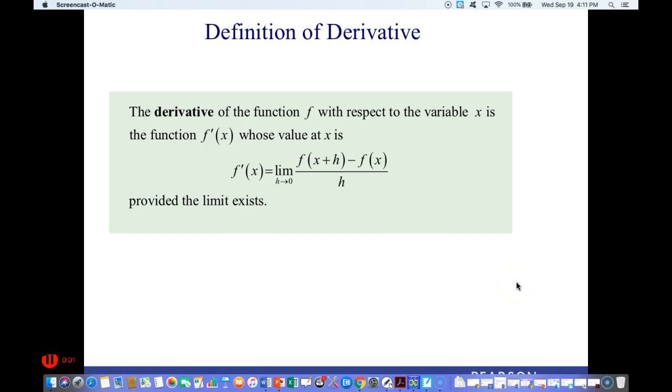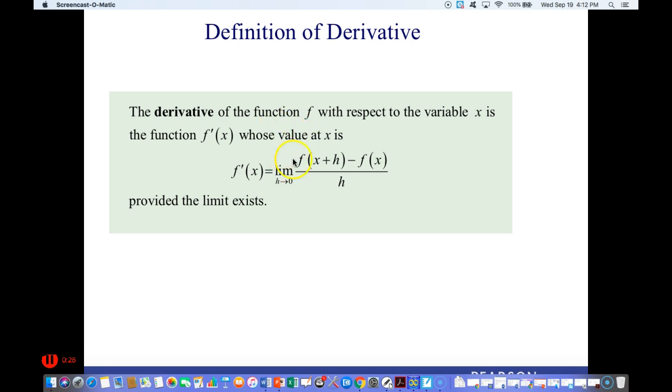All right, let's take a look at the definition of a derivative function. So what we've done so far is find the derivative at a certain point on a graph, or the slope at a certain point. This right here is the definition of a derivative function. So write this down in your notes.